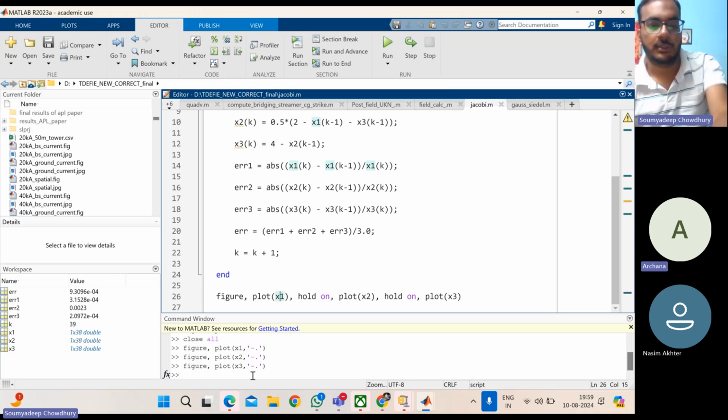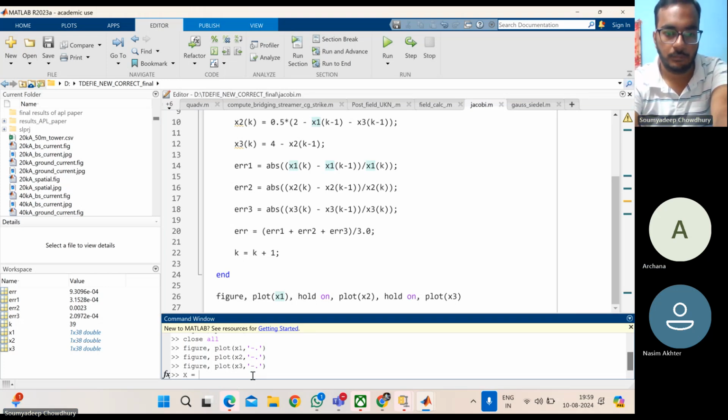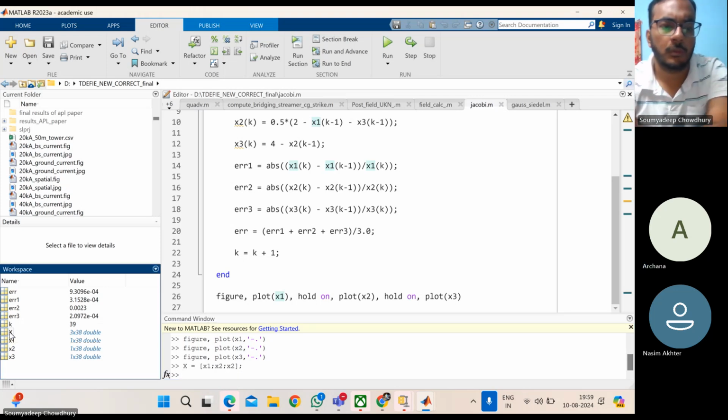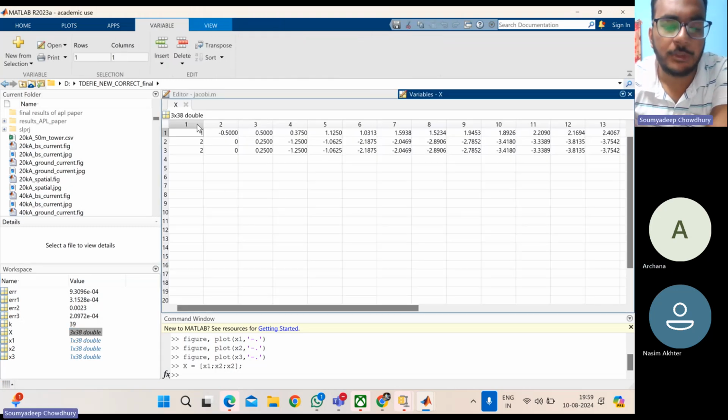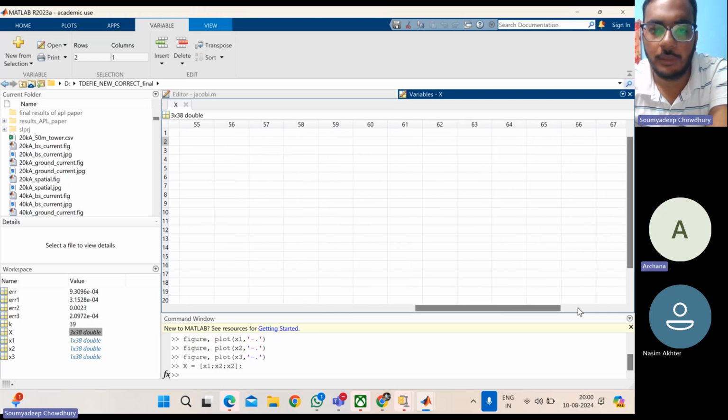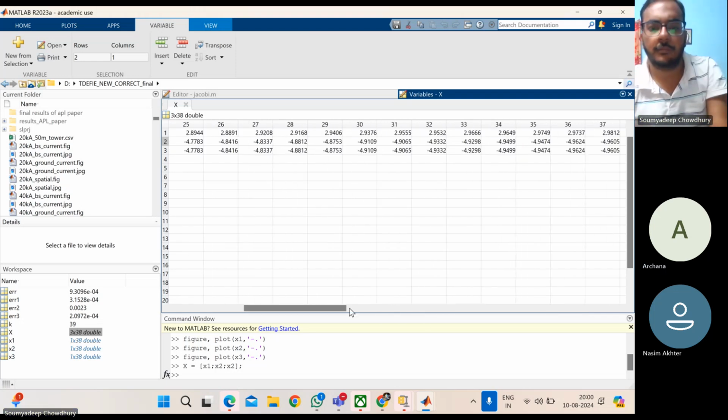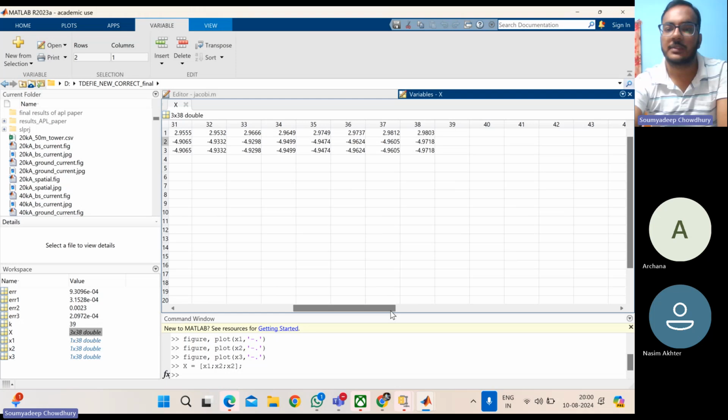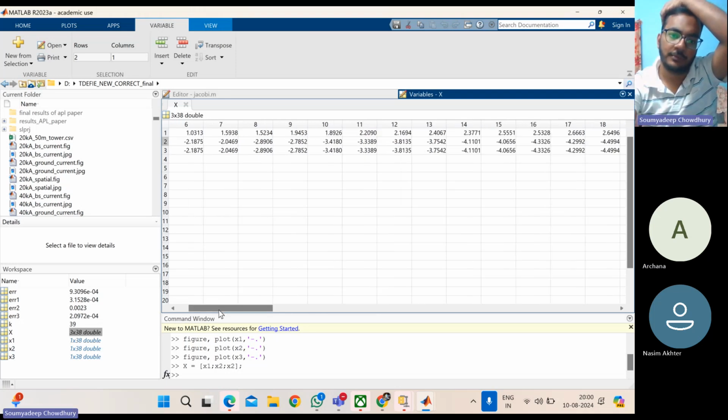Similarly, I will show for y. So these are the values of y. In the second row, first it was 2, then 0, then 0.25, minus 1.25, and gradually it converged. Around the 38th step, it is around minus 4.97. Similarly for z also you can see here.